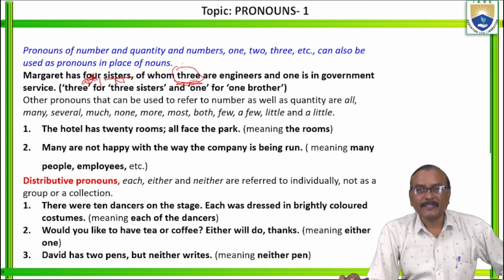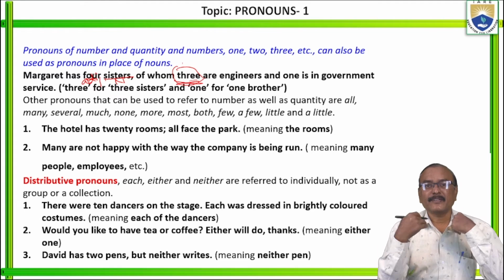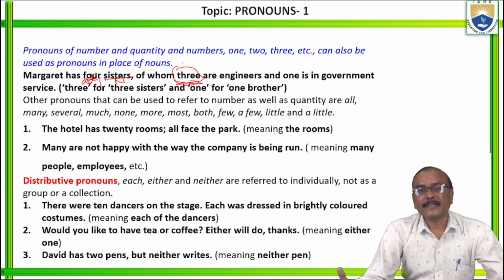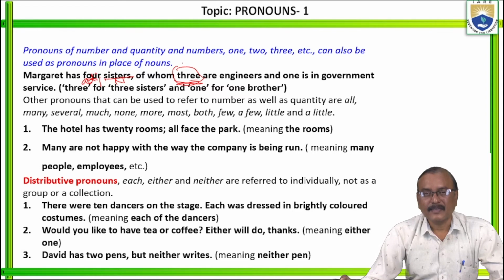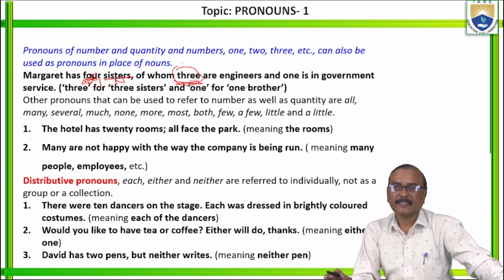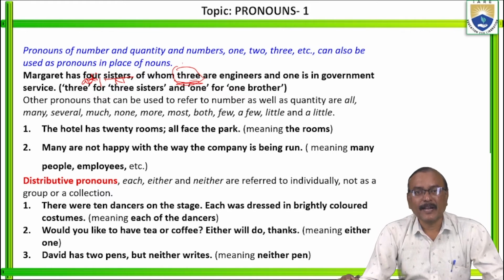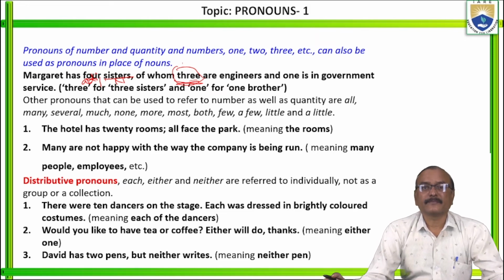The numbers, when they are not used before the nouns, when they are used instead of nouns, can be considered as pronouns. Actually, numbers which tell the quantity are usually considered as adjectives only. But we don't consider them as adjectives if they are not followed by nouns. The numbers 1, 2, 3 like that, if not followed by nouns, are considered as pronouns only. Clear?